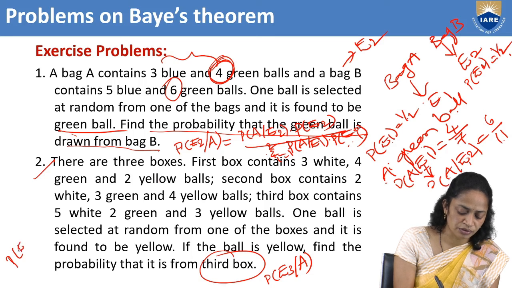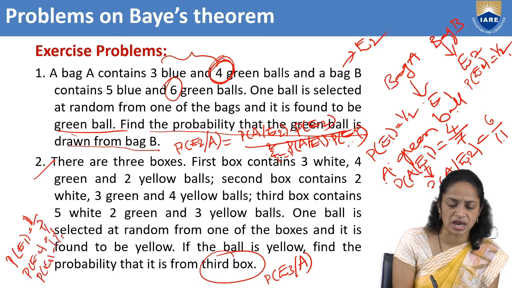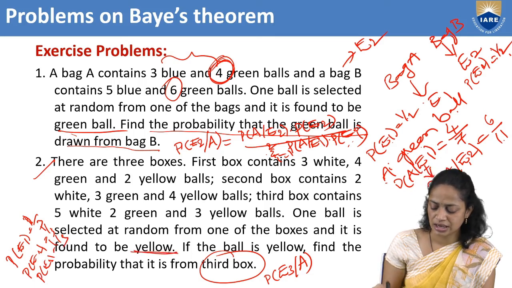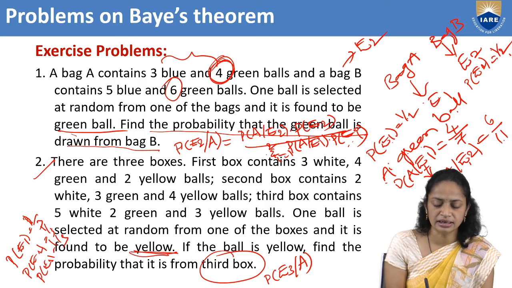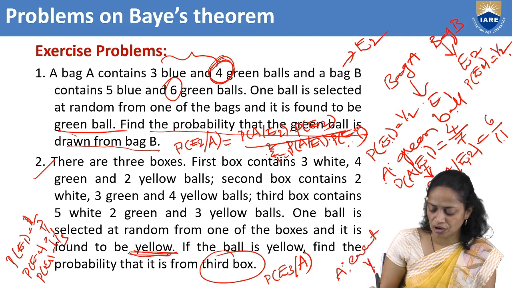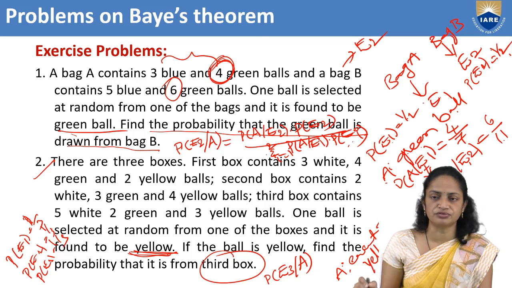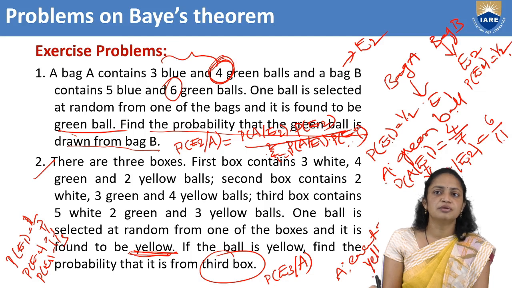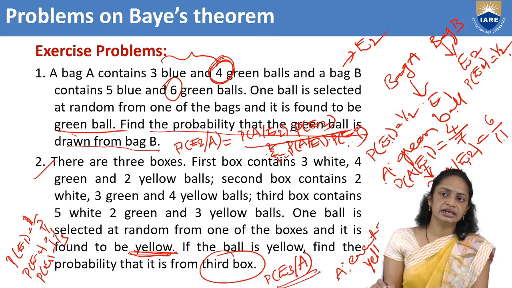But here we have 3 boxes. So P of E1 is 1 by 3, P of E2 is also 1 by 3, and P of E3 is also 1 by 3, because here we have 3 boxes. Here we have to choose only a yellow ball, so let A be the event of selecting a yellow ball. The same procedure we have to follow to solve the problem. Here also we need to find probability of A given E1, probability of A given E2 and probability of A given E3. Finally, we need to find probability of E3 given A.